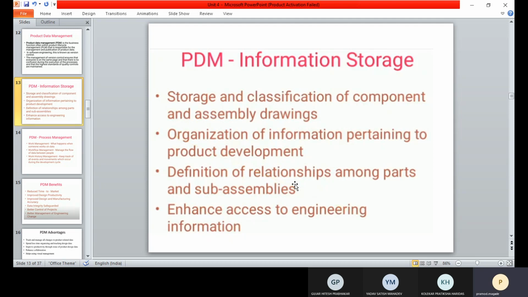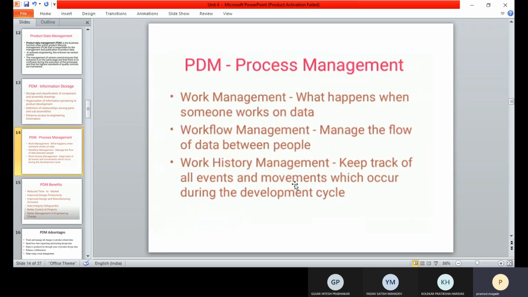Okay, so this is about the storage. After that, process management is also important. What parameters and what stocks are required for the process should be taken care of by PDM. And here they have mentioned work management.